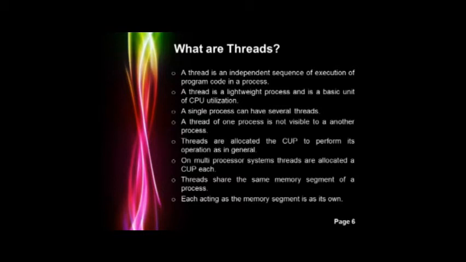On multiprocessor systems, each thread will be allocated a different CPU so that threads could be run in parallel, making maximum use of the multiprocessor architecture and also making the program more convenient and faster.